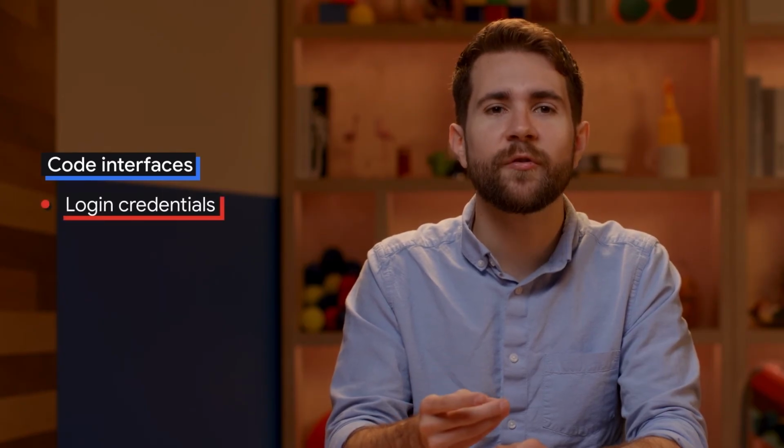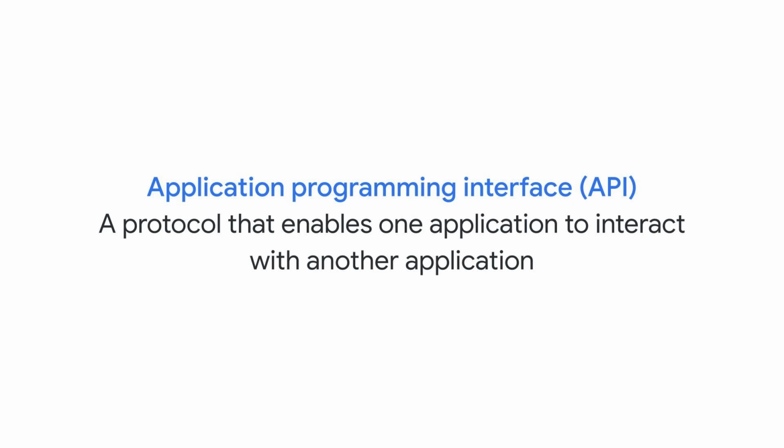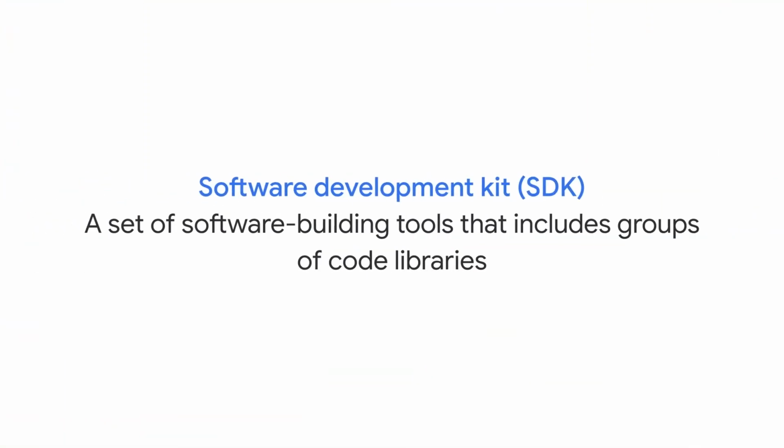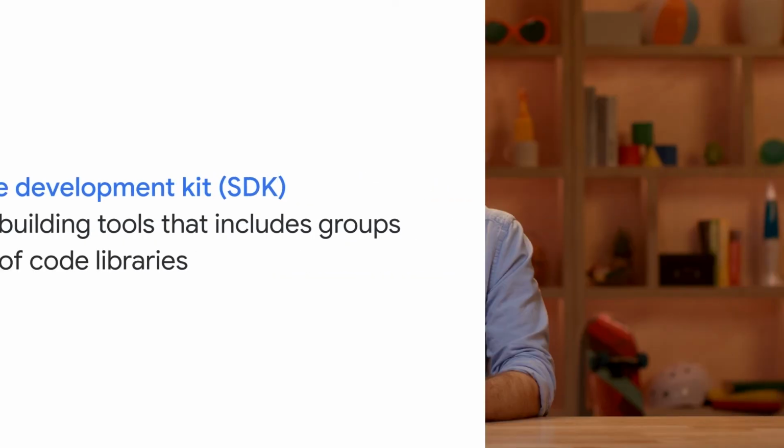There are a few interfaces you may come across in your work: login credentials, application programming interfaces, or APIs, and software development kits, or SDKs. Each of these interfaces allows you to ingest data directly from an external dataset to your own dataset. An API is a protocol that enables one application to interact with another application. In your case, you'd use an API to access and transfer data. An SDK is a set of software building tools that include groups of code libraries.